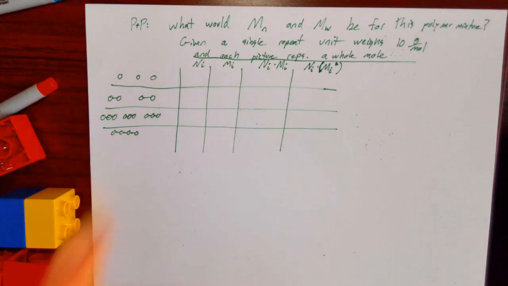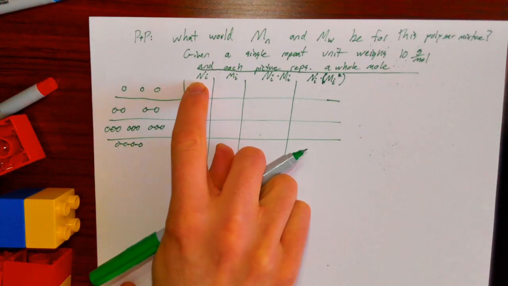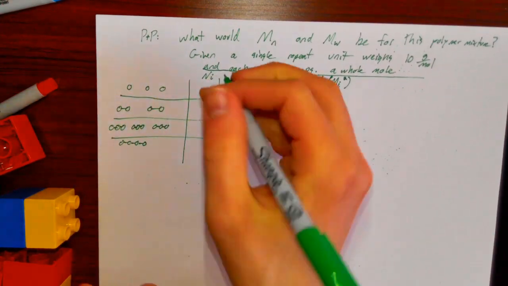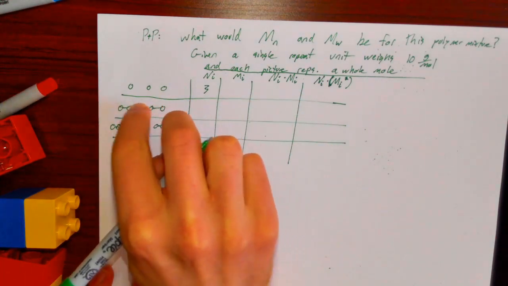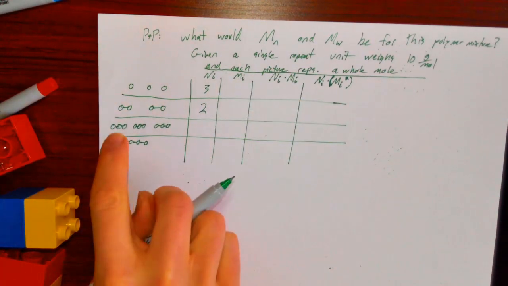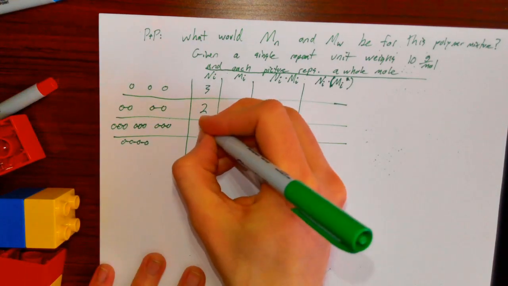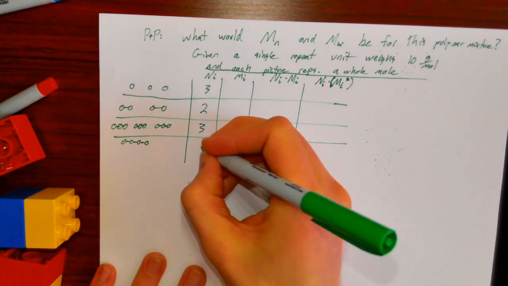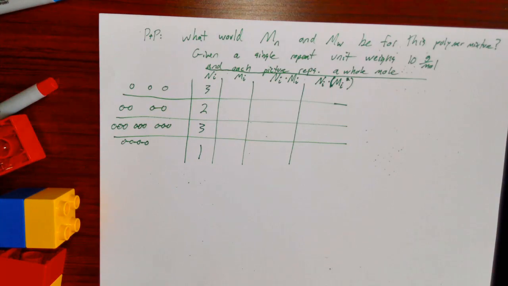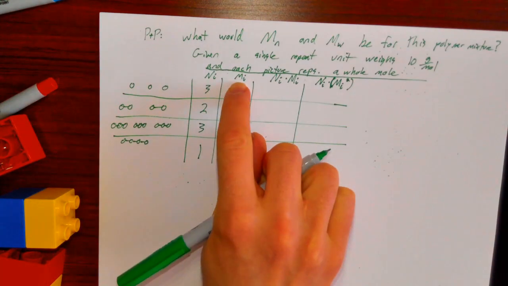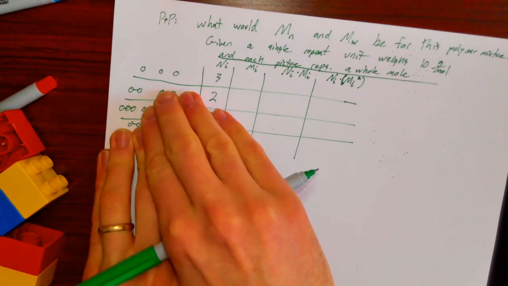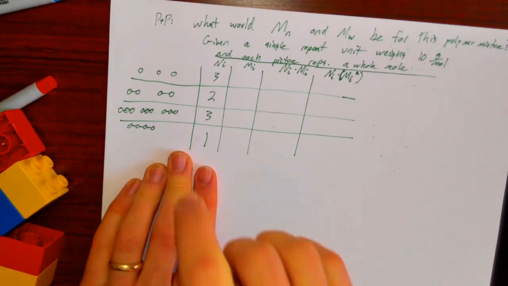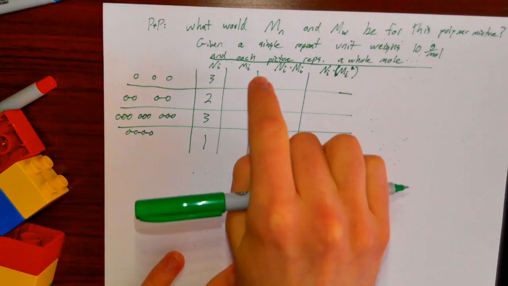Let's take a moment now, try to complete this. Well, N sub i, I have 3 moles of this type, so I'm going to do 3. I have 2 moles of this type, 3 moles of the triplets, and just 1 mole of the quads. M sub i is the molecular weight of, if I just looked at one of these chains, what's the molecular weight of just a single chain?